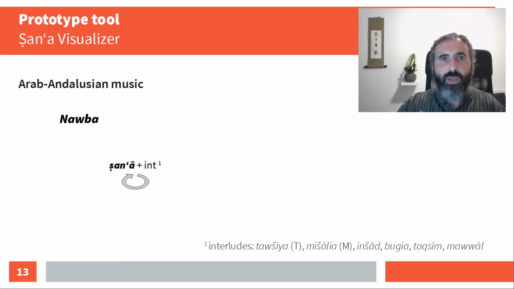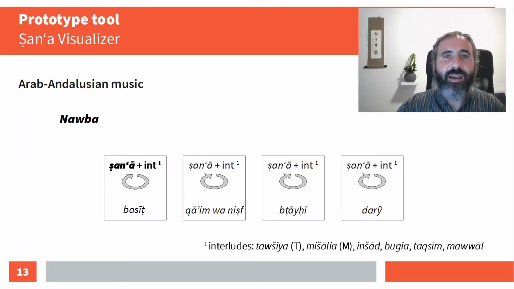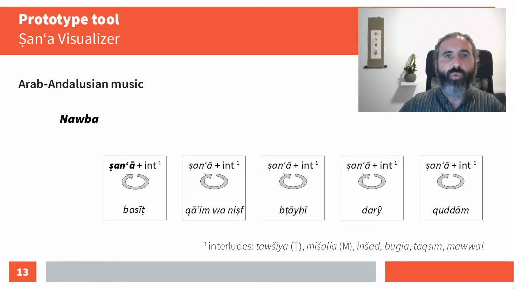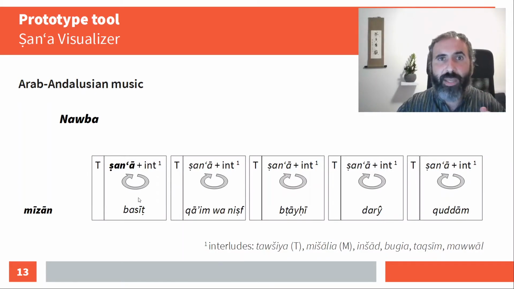These poems are performed with some interludes in between that could be of different forms, as you can see here. So the sequence of sung poems are grouped in different movements, can be said, which have in common one particular rhythmic mode or mizan. And these are the 5 traditional rhythmic modes or mizan that are performed in Arab-Andalusian music. Each of these sections can be introduced by one instrumental piece that is called tawshiyya. And the whole nauba itself can also be introduced by instrumental sections like tawshiyya or mshalia.